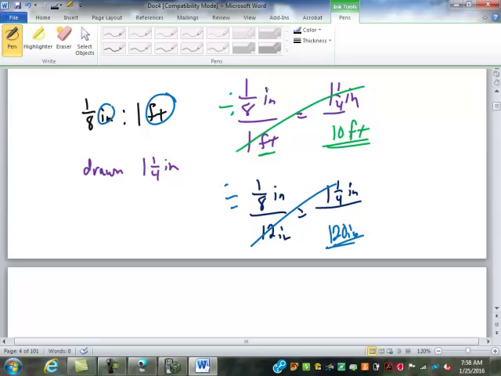If you look in the fine print, it'll be a 1/8. It'll be 1/8 inch to 1 foot somewhere. But they just refer to it as the 1/8 scale. And if you got one of the little tri-rulers, scale rulers, it'll just say the 1/8 scale on it. It won't say 1/8 to 1 foot.